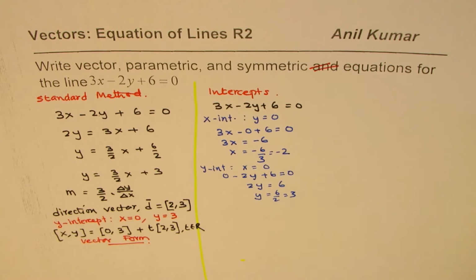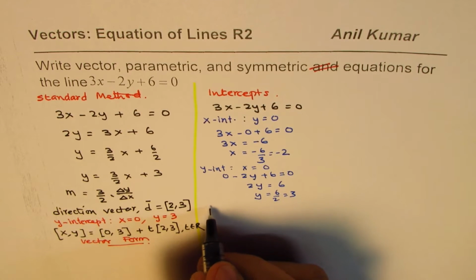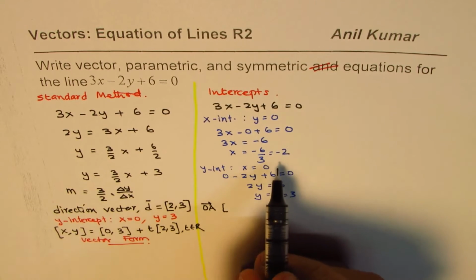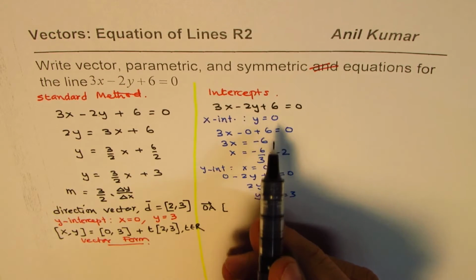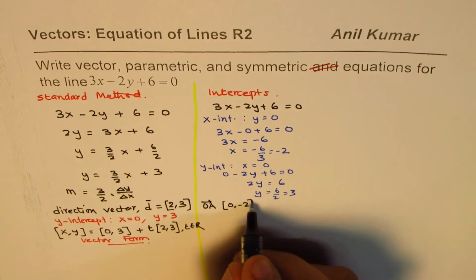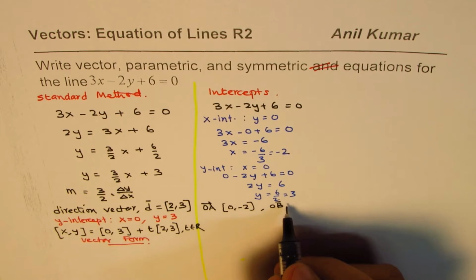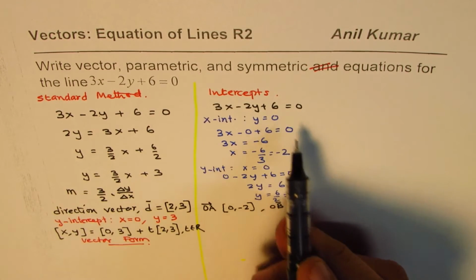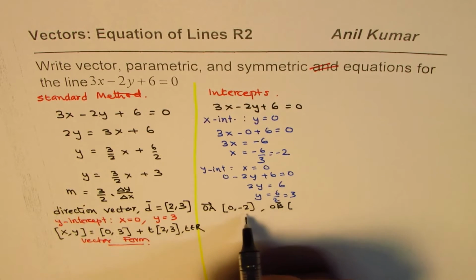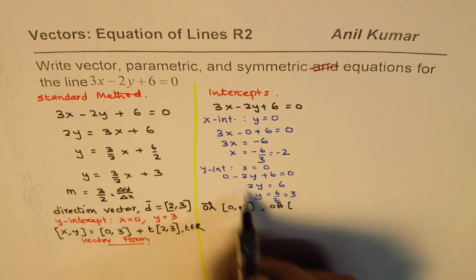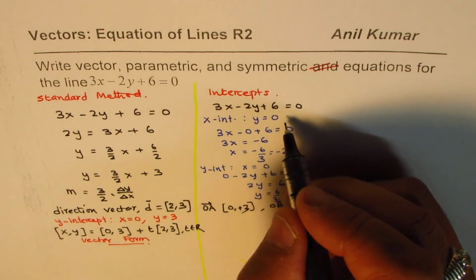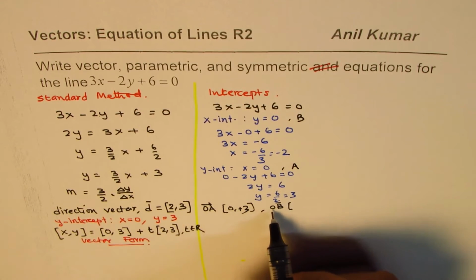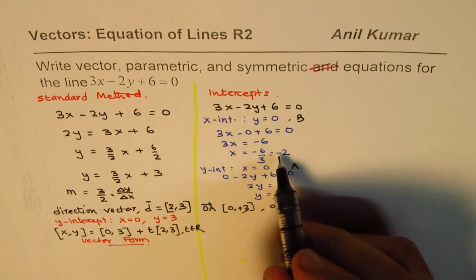Now, these two x and y intercepts give us two points basically. So we can say point A, with position vector OA, will be the x-intercept, which is (-2, 0). The y-intercept I'm writing as (0, 3), and let this be point B. So the position vector OA is (-2, 0).